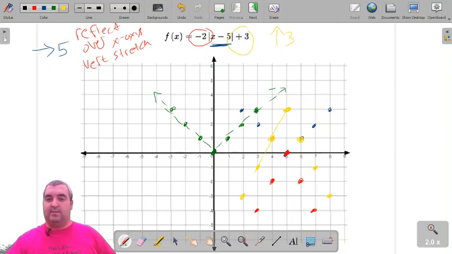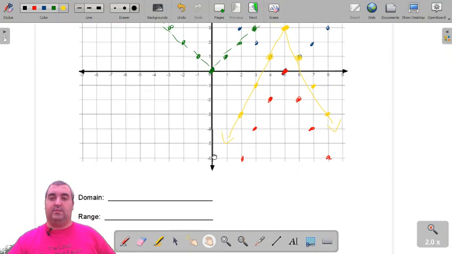And this one I'm going to make solid because that is my answer. Man, I missed. That's okay. Pretend it goes through these points. All right, so there's our graph.